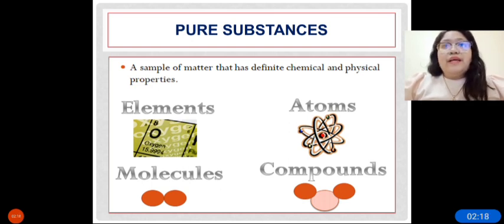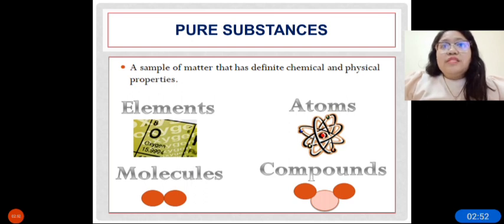Atoms, on the other hand, are like the smallest indivisible units of matter. And I know you're very familiar with this. Atoms are the basic or the smallest unit of matter. So, they're the tiny particles that make up the elements. Each atom has a nucleus with protons and electrons surrounding it.